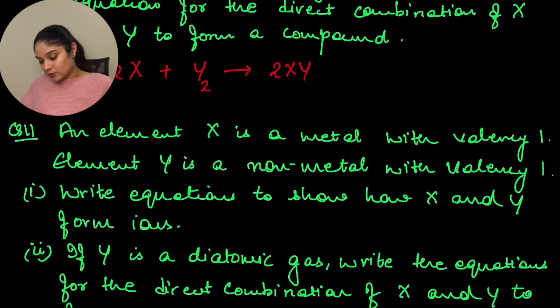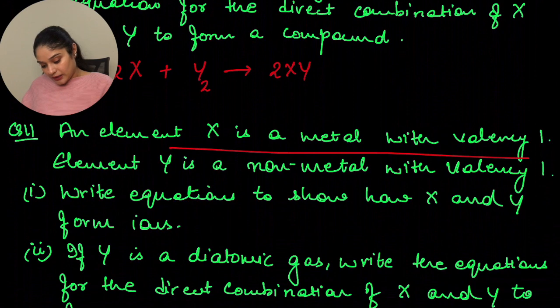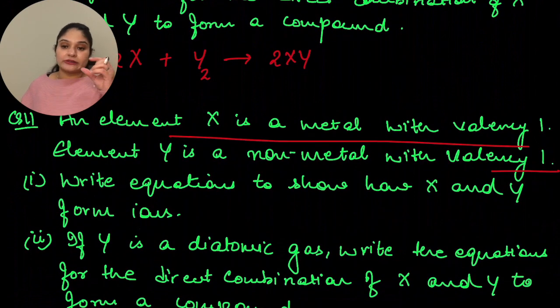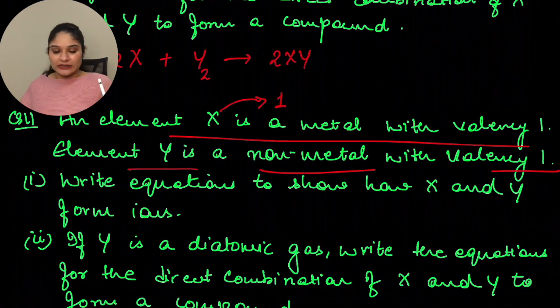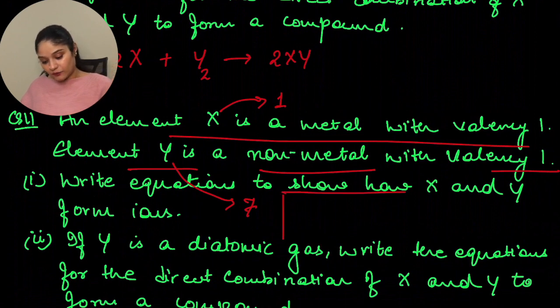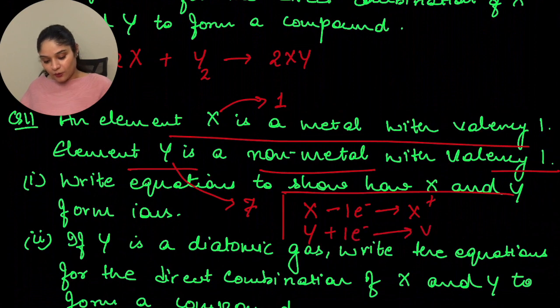Okay, let's move to the next one. An element X is a metal with valency 1 and element Y is a non-metal with valency 1. So again, focus on things, students. When element X has a valency of 1, that means the number of valence electrons is 1. When element Y, a non-metal, has valency 1, that means the number of valence electrons is 7. Now they are asking, write the equations to show how the ions are formed. It is simple. X will lose 1 electron and give you X+. Y will gain 1 electron and give Y-.